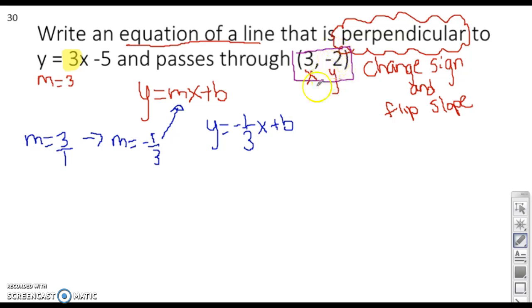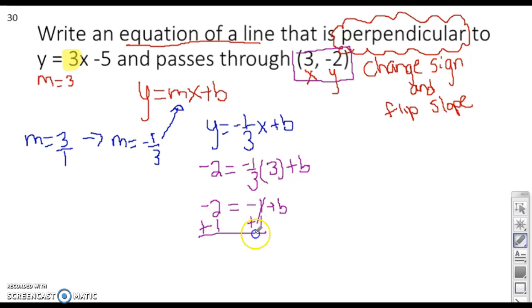So I'm going to substitute a negative 2 for y, and I'm going to substitute a 3 for x. And then I'm just going to solve it to figure out b. Negative 1/3 times 3 is negative 1. And then I want to get the b by itself, so I need to get rid of negative 1, so I'm going to add 1 to both sides. And so my b value is negative 1.